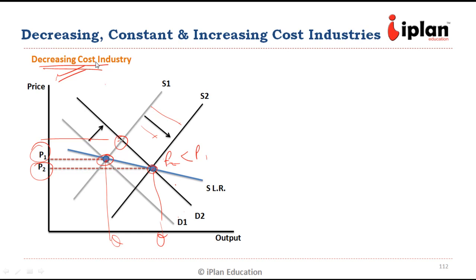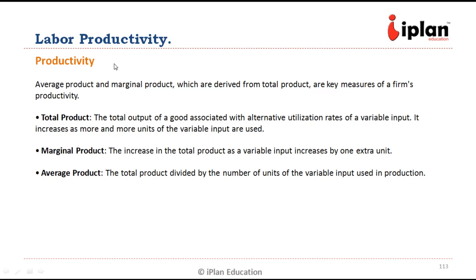Let us move to the next topic. The labor productivity. Labor is one of the important factors. Let us look at the productivity. The total product is the total output of goods associated with the alternate utilization rates of the variable input. So it increases as more and more units of variable inputs are used.